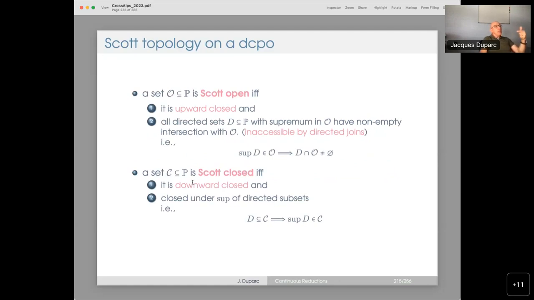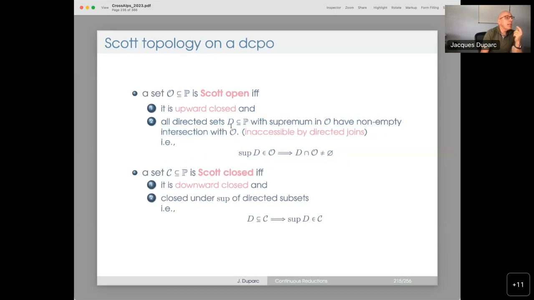How do we get a topology from a DCPO? You say that a subset O of your poset is open, and you recover the topology that I presented on the Scott domain, if it's upward closed, meaning if you have something in the open set, everything above is also in the open set, and all directed sets with supremum in O have non-empty intersection with O.